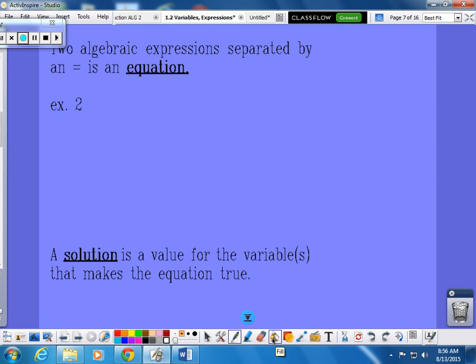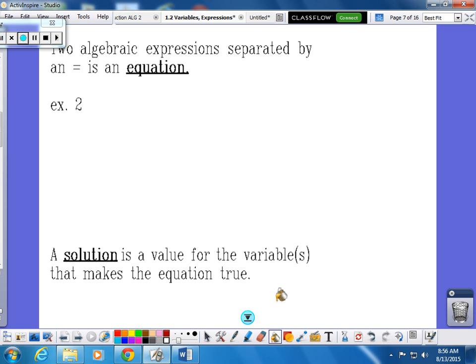All right, now, two algebraic expressions separated by the equal sign is called an equation. So this is now on the bottom of page 12. And that example says at City Park you can rent inline skates or protective gear for $2 per hour plus a $4 fee. All right, what's on the bottom of page 12?